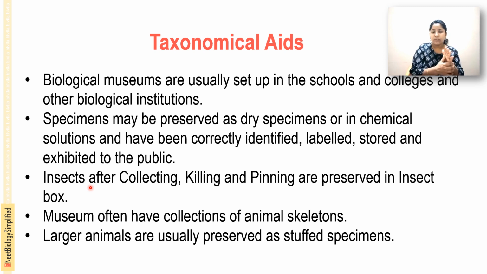In a biological museum, you can see a large number of animal and plant specimens, for study and reference purposes. And biological museums are usually set up in schools, colleges and other biological institutions. Specimens may be preserved as dry or in a chemical solution and have been correctly identified, labeled, stored and exhibited to the public. Insects, after collecting, are killed and pinned in an insect box. Museums often have collections of animal skeletons, and large animals are usually preserved as a stuffed specimen.